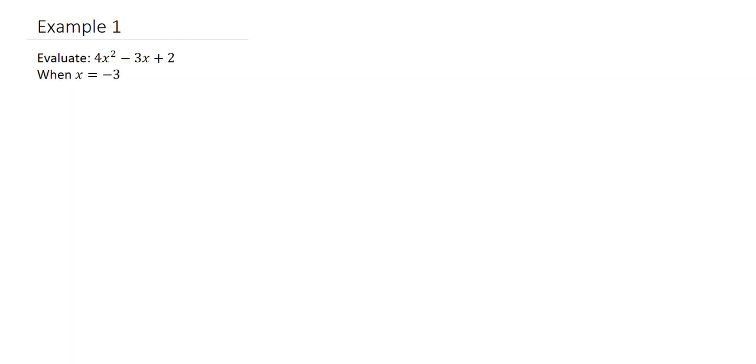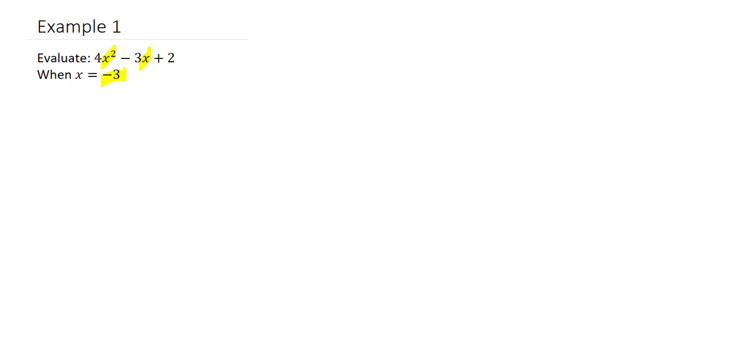Example 1. We're going to evaluate the following. We have 4x squared minus 3x plus 2. So we're going to evaluate when x is equal to negative 3. So let's go ahead and fill it in. Anytime we see an x, we're going to fill it in with negative 3. So we have an x there too.